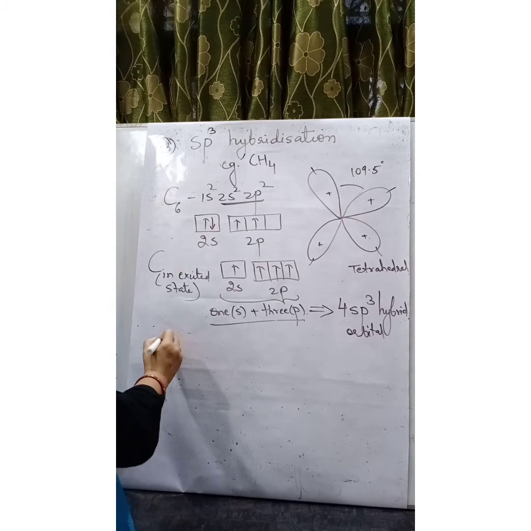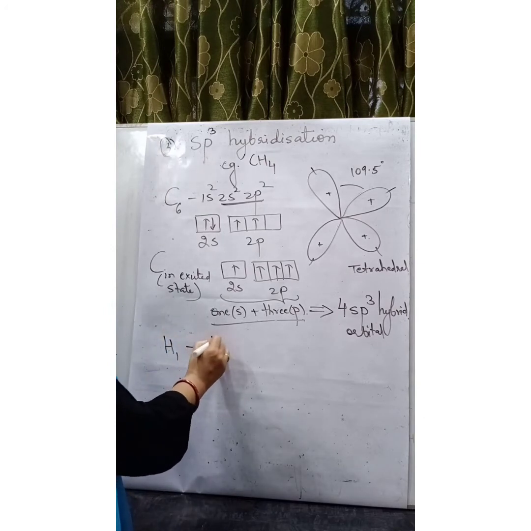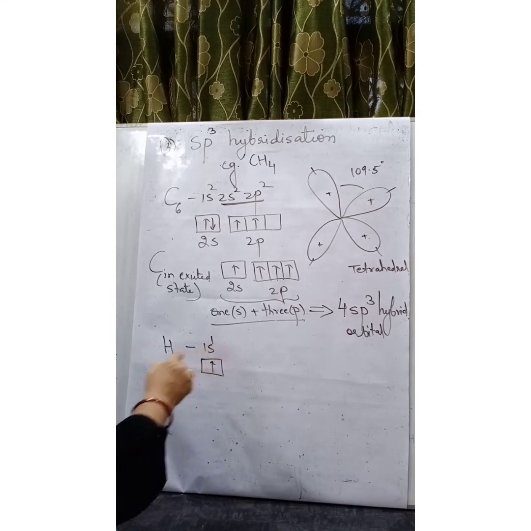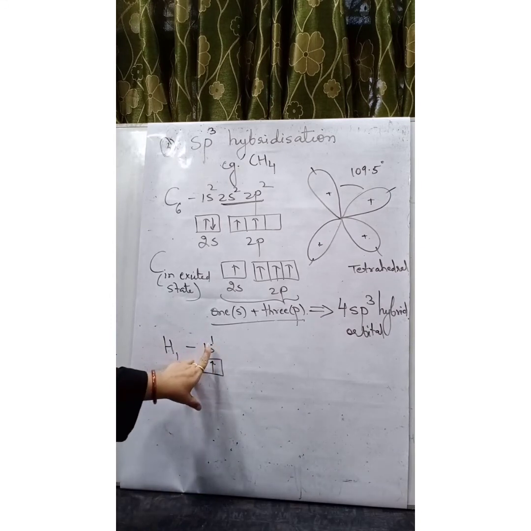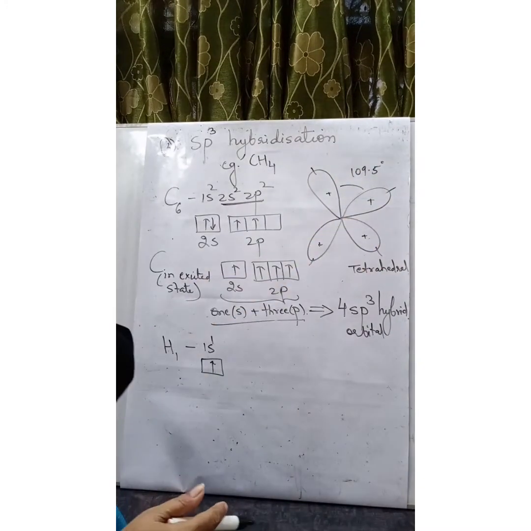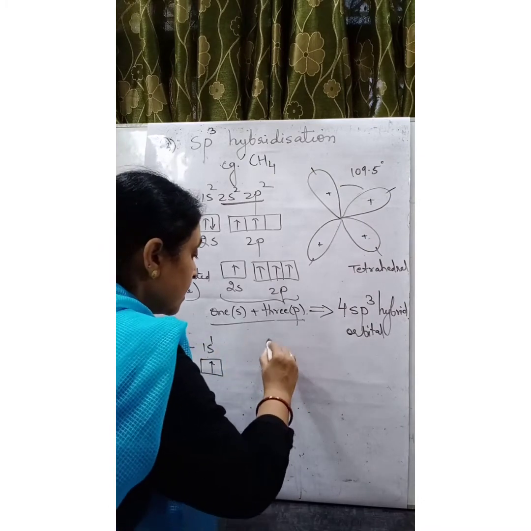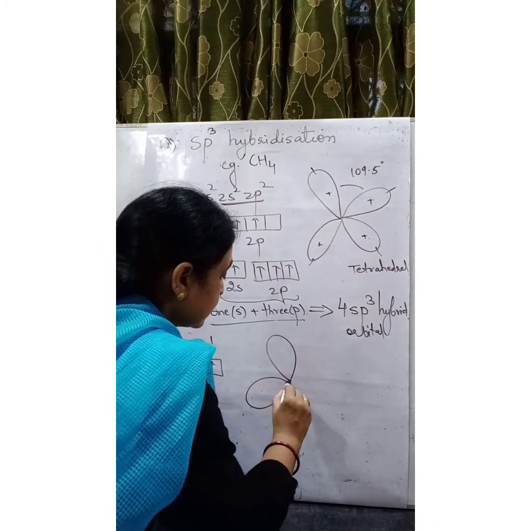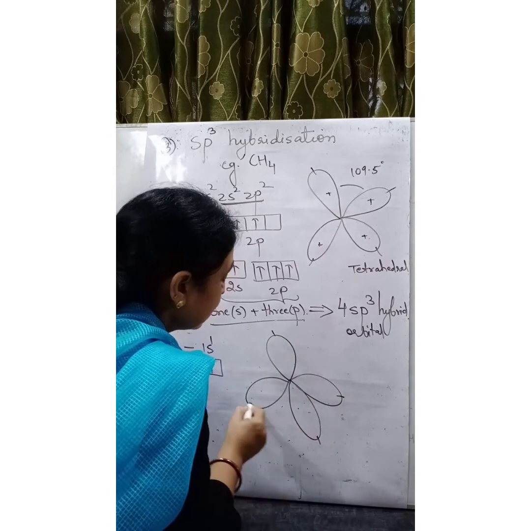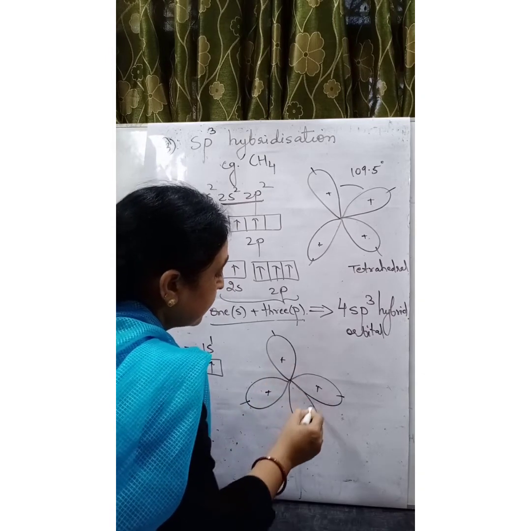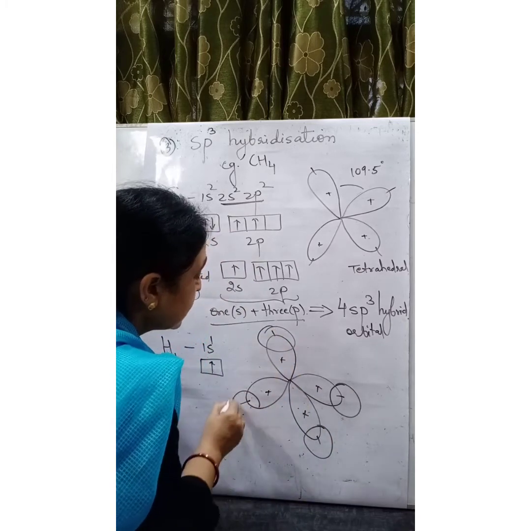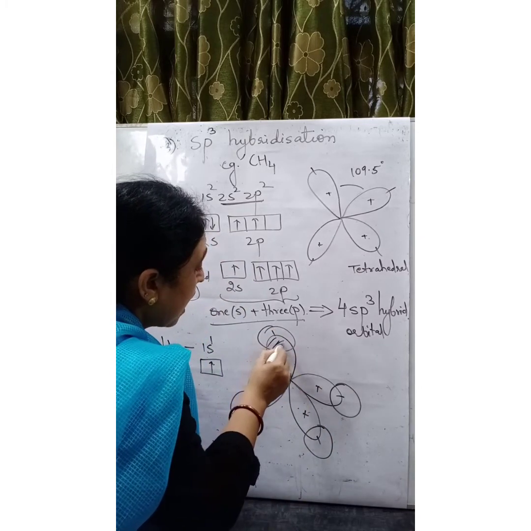Now, hydrogen has one electron in the 1s orbital. So all the 4 hydrogen s orbitals overlap with these 4 sp3 hybrid orbitals. So this is 1, 2, 3 and 4 sp3 hybrid orbitals, and they are overlapped by the s orbital of hydrogen.